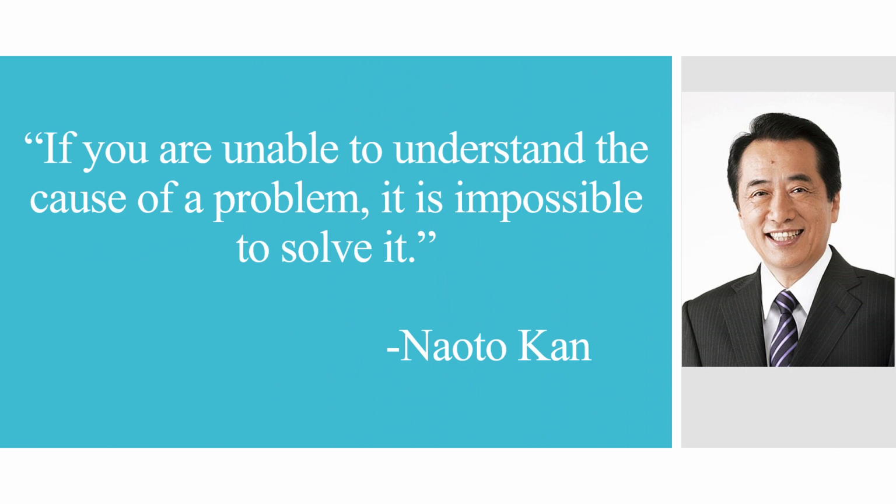So before going into the video, let us first understand one of the important quotes given by Naoto Kan. Friends, he is a former Prime Minister of Japan. He says that if you are unable to understand the cause of a problem, it is impossible to solve it. So, very accurately and precisely told, unless and until you go to the root cause of any problem, it is not possible to eliminate it permanently, and always try to go for a permanent solution of any problem rather than going for a temporary solution.